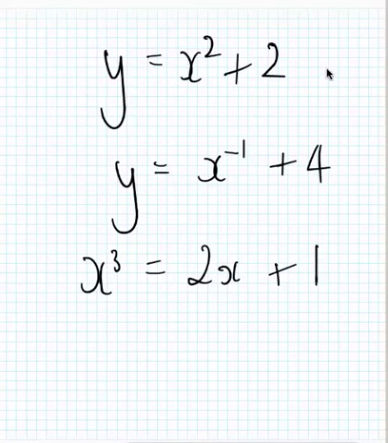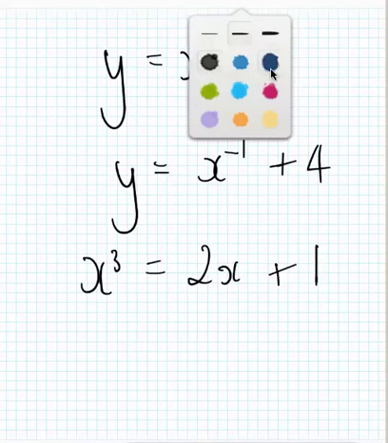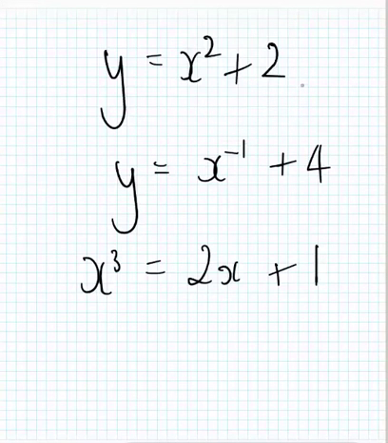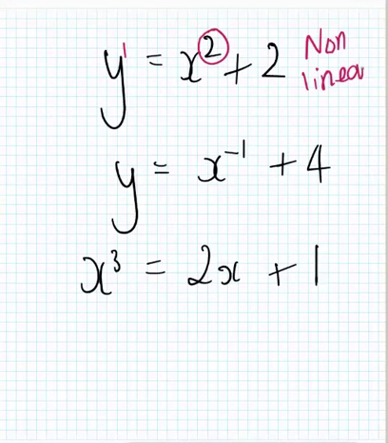Now have a look at these equations. Are these linear equations? No, they're not. Because if you have a look, the highest power of y here is 1. But what's the highest power of x? It's a 2. And because of this, this is not a linear equation. So we say it's non-linear. If we draw this, it will not give us a straight line.